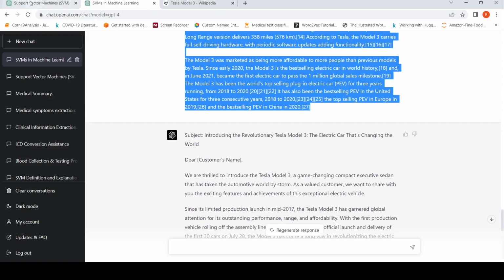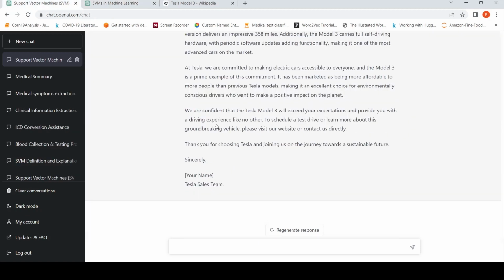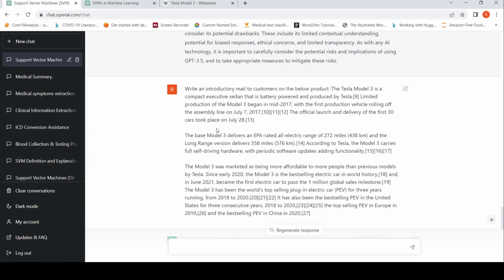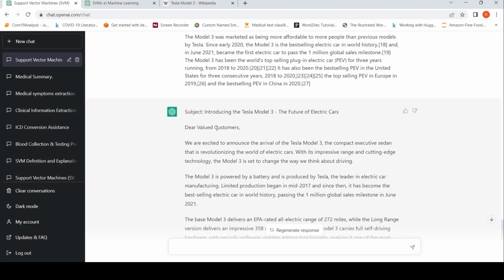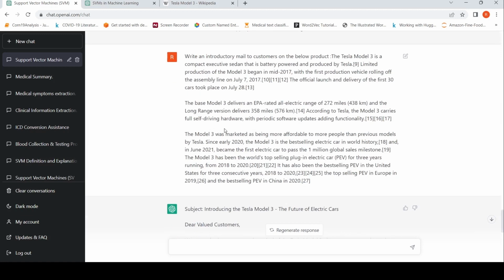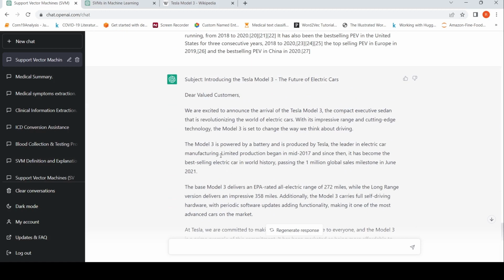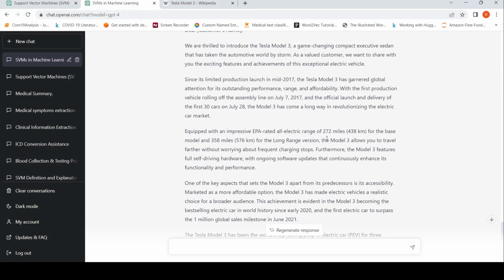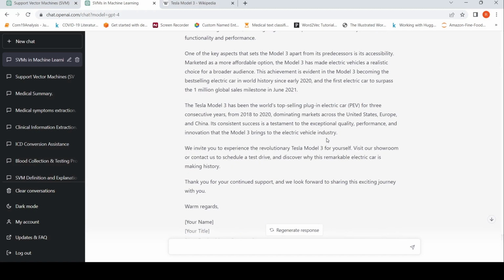Compare it with GPT-4 compared to GPT 3.5. Okay, so this was an example of how you can generate product introduction mails based on some content about the product. The more details you give, the better this mail would be. I prefer GPT-4 over here, but I see it as a minor incremental development over GPT 3.5.